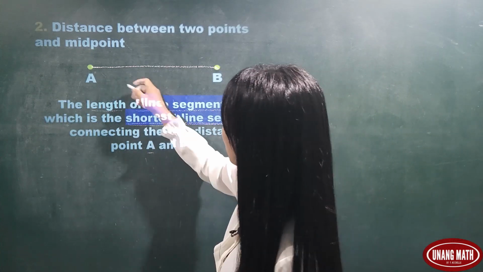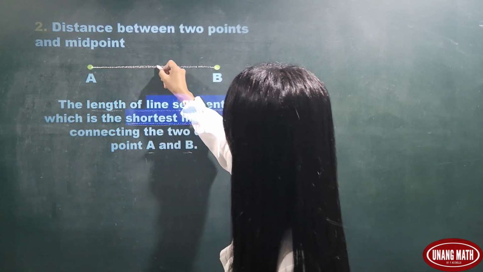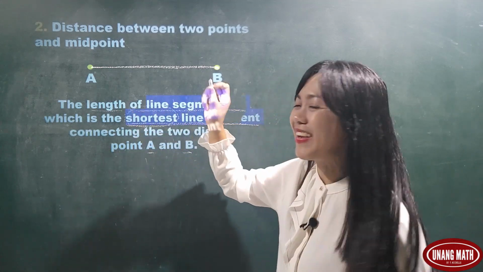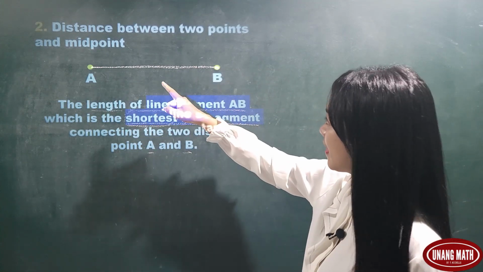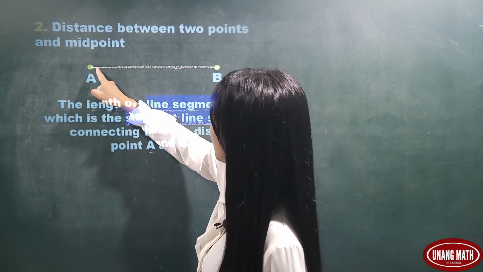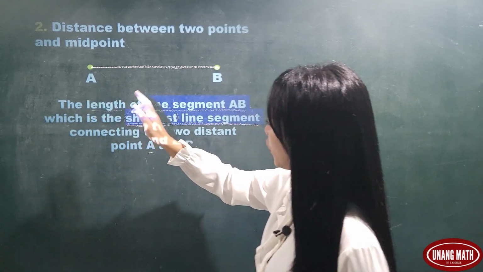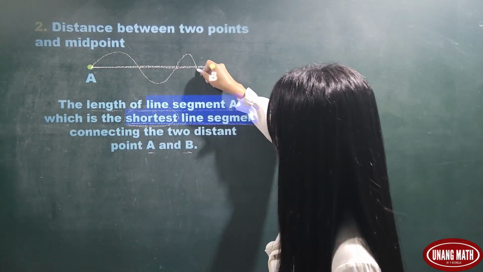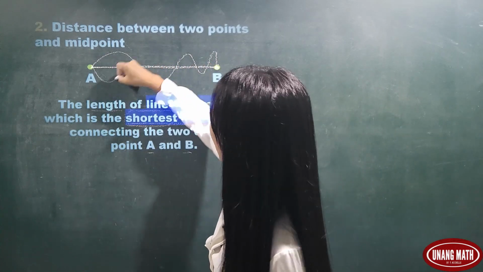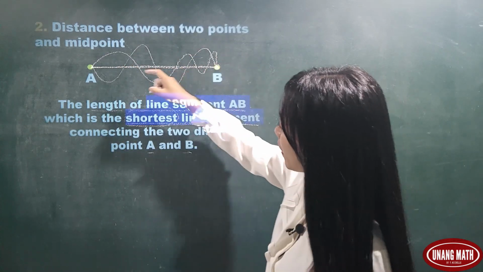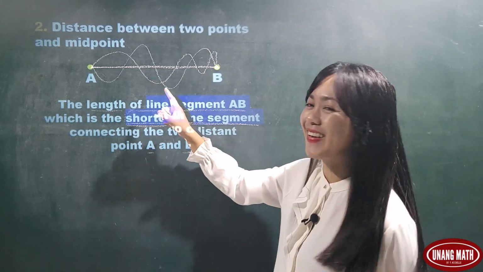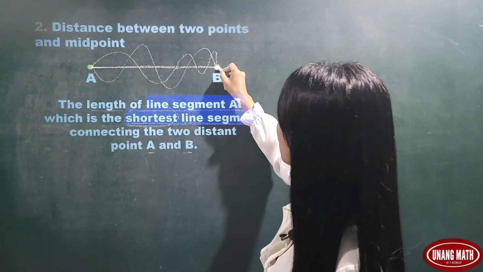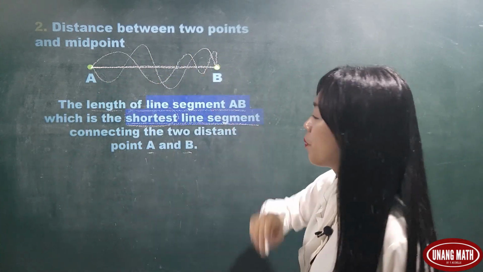So in this illustration, this is the distance between 2 points, and this is the shortest line segment. Okay, why did I say shortest line segment? Because in math, distance between 2 points is the shortest line segment. If we draw curly lines like this, or another line like this, we will not consider those as the shortest line segment. The shortest line segment is this straight line from point A to point B.